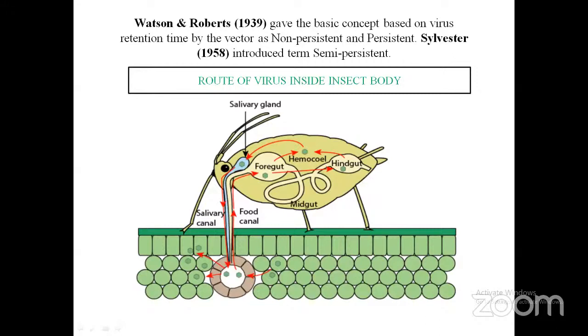And the three modes can also be easily understood from here, that in the non-persistent, there is no carrying of the virus inside the insect body, and in the persistent and the semi-persistent, there is transfer or transmission of virus inside the insect body.